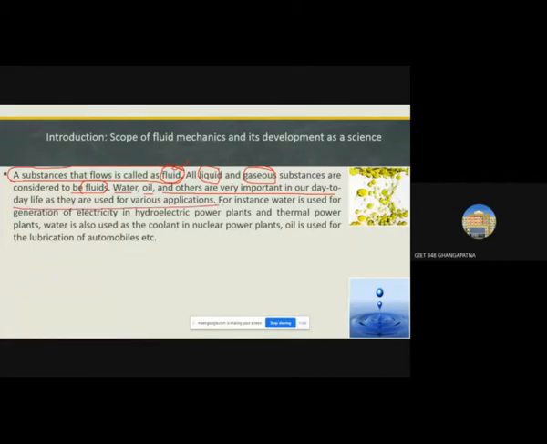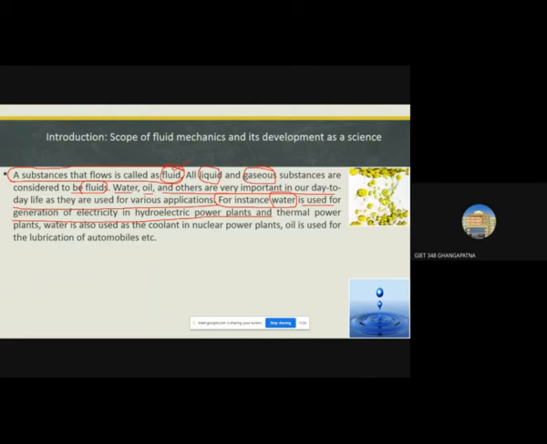Now, sir, for example, water. Water is used to generate electricity, and everybody knows that. So how is electricity generated from water? You will study in detail in power plant engineering, in your coming semesters. But I will give you a very simple example. How is water converted into electricity? If I boil water, what will happen? Steam will be generated, and that steam is collected. And with the help of that steam, we are talking about steam generators.